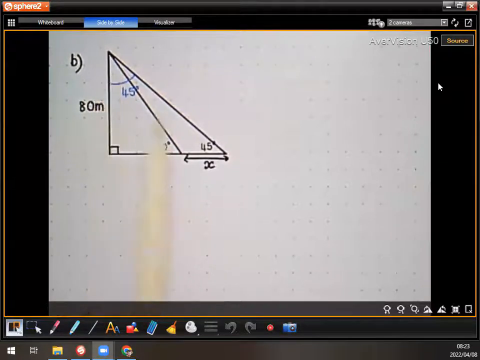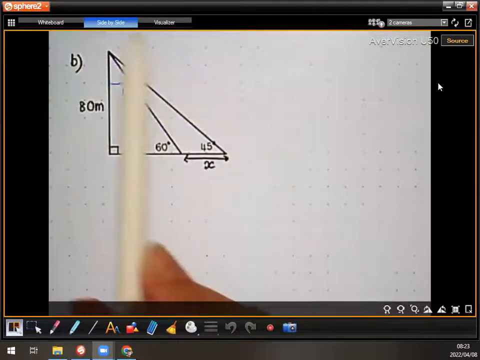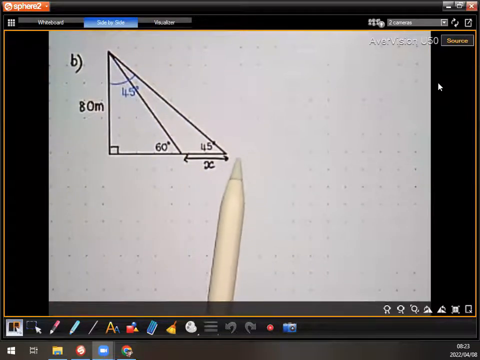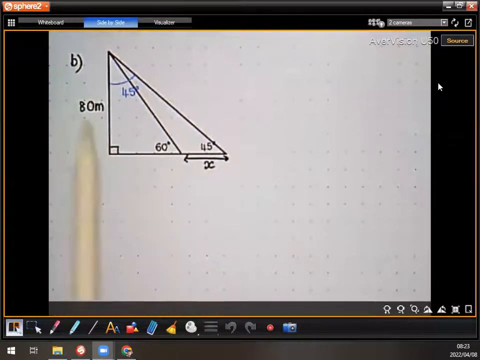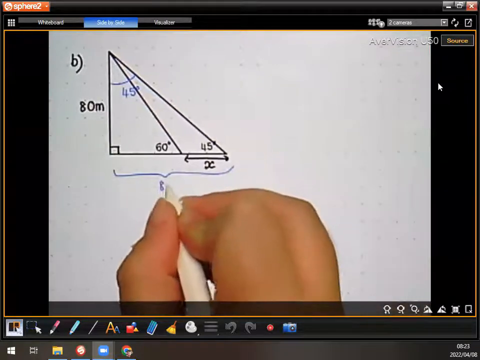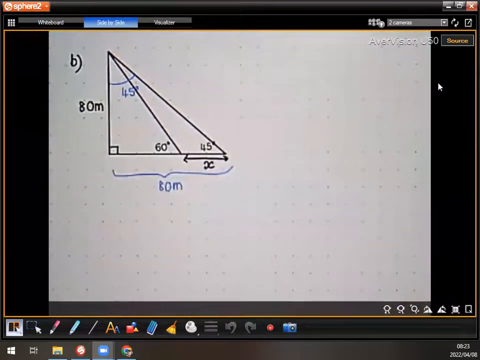So what we can do is we can work with the big triangle, right? And if we're looking at the big triangle, it's similar to the previous question. We have 45 and 45, meaning that it's an isosceles triangle. Right? The big triangle is isosceles. So that is 80, and this whole side is also 80 meters. Right? Because it's an isosceles triangle. Sides opposite equal angles. Same reason as in A.